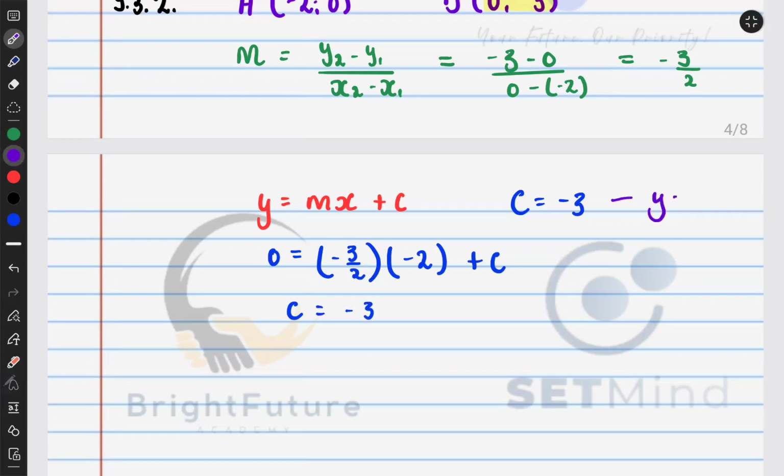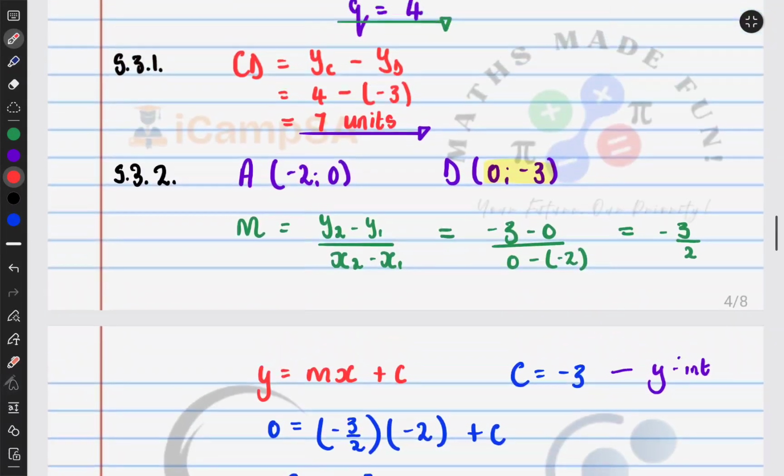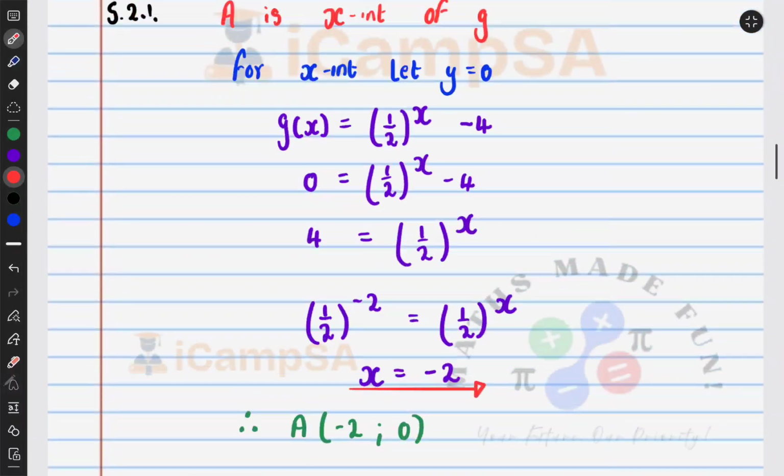Here we said this is the y-intercept. Okay, so you see that you get the same answer. Therefore, the equation of the straight line is going to be y is equal to negative 3 over 2x minus 3. Okay, that would be the equation of your straight line which passes through A and D. Next.